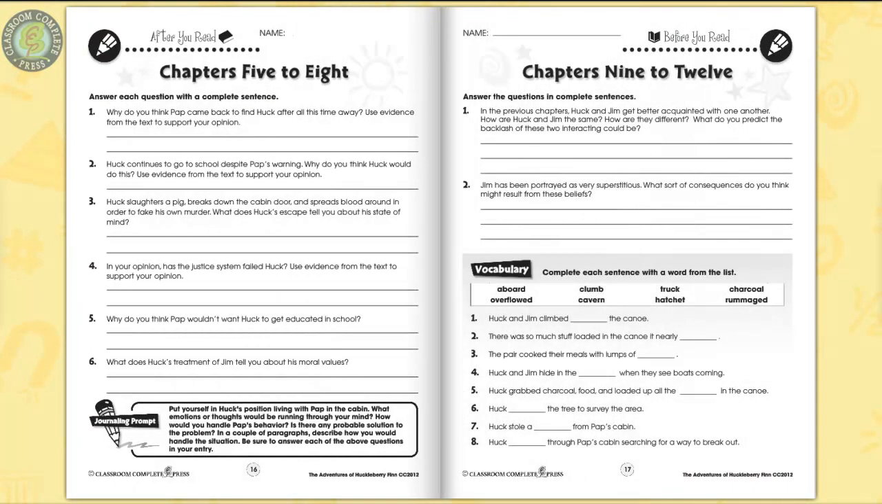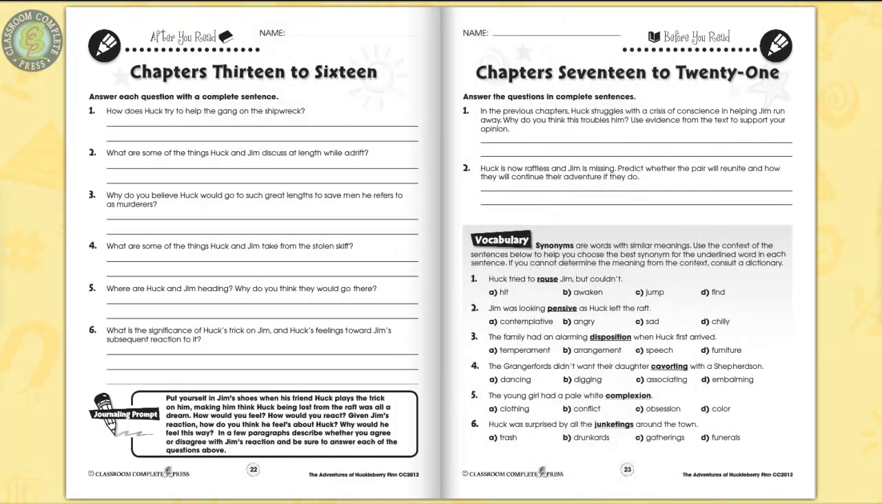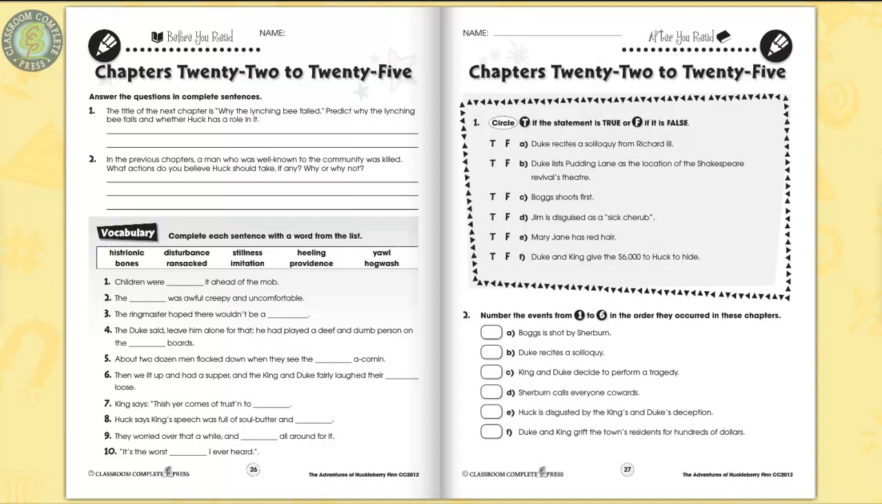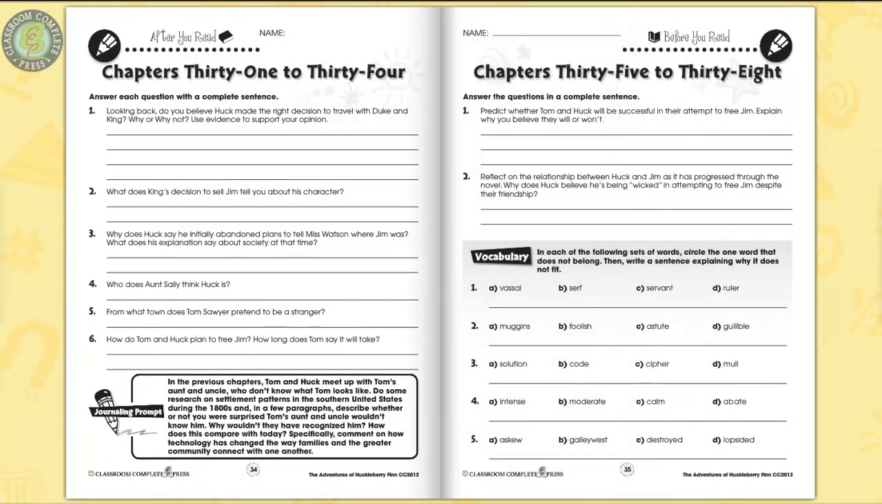Students brainstorm the differences and similarities between Huck and Jim before predicting the outcome of their interaction. Explain how Huck tries to help the gang on the shipwreck. Put events from the story in order as they happened when Huck meets King and Duke. Students reflect on the relationship between Huck and Jim as it progresses through the novel.